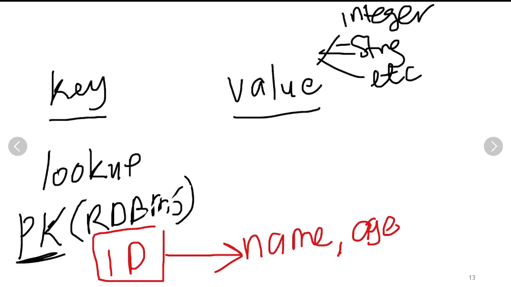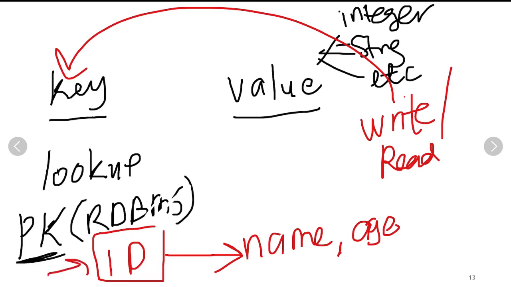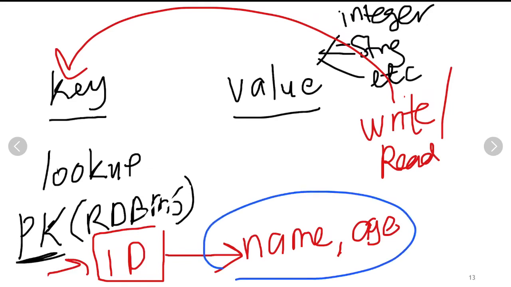So any writes and reads of values will use the key. Write and read will be using the key. So the lookup on the key will be very fast. Why? Because you only search for a particular key or the particular ID and obtain the corresponding values of the key, instead of searching the value blindly without knowing the key.